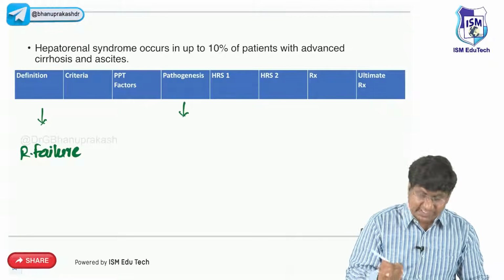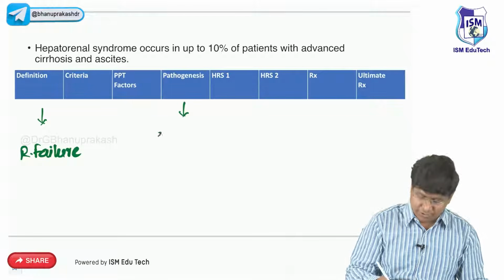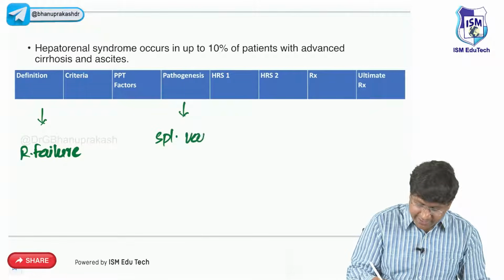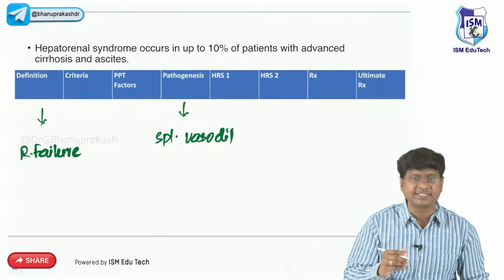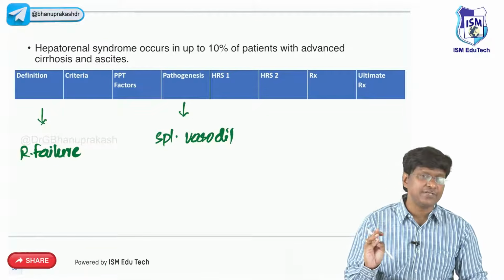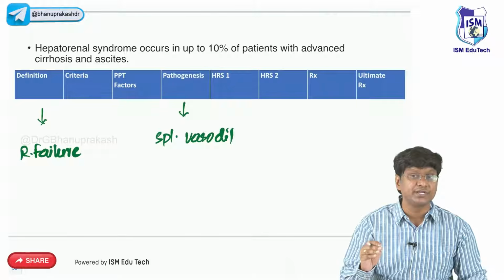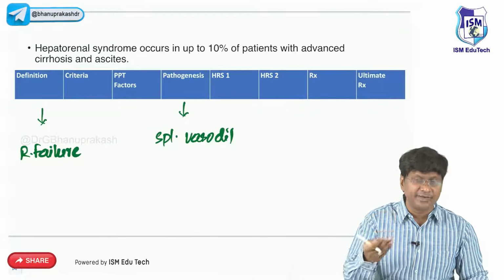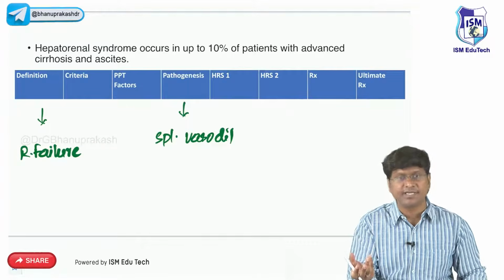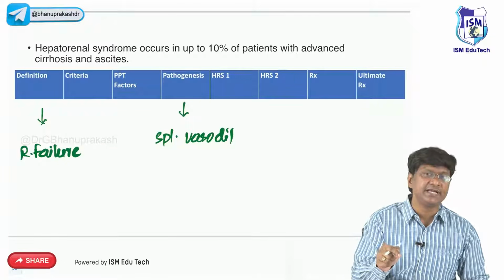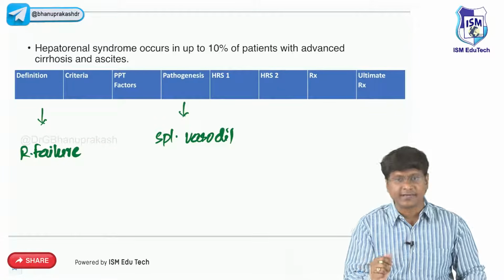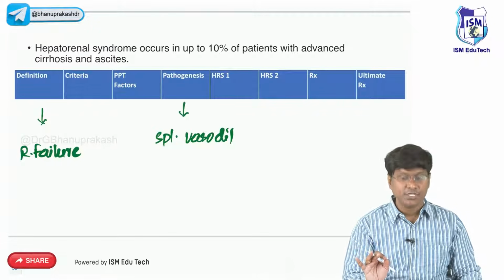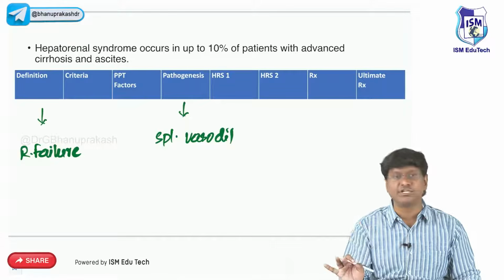The pathogenesis for the development of this hepatorenal syndrome is the splanchnic vasodilatation that occurs in severe stages of cirrhosis of liver. Splanchnic vasodilatation causes a reduction in the effective arterial blood volume, and because of this decrease, there is decreased mean arterial pressure, and thereby decreased renal perfusion. So it is completely a functional failure.